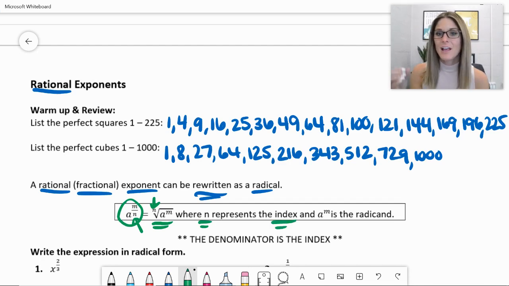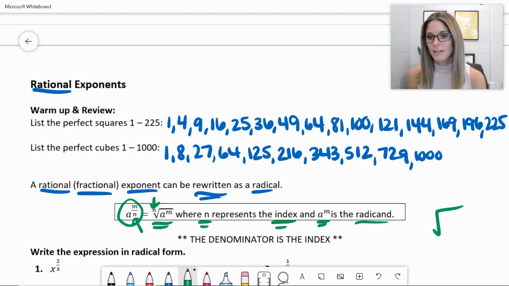The index is the name we have for the cute little number that's in the check mark part of the radical. That's mathematically called your index. So whatever the denominator was of the fraction becomes the index, like a square root, cube root, fourth root, fifth root, things like that. And then a to the m will be the radicand, or what's inside.